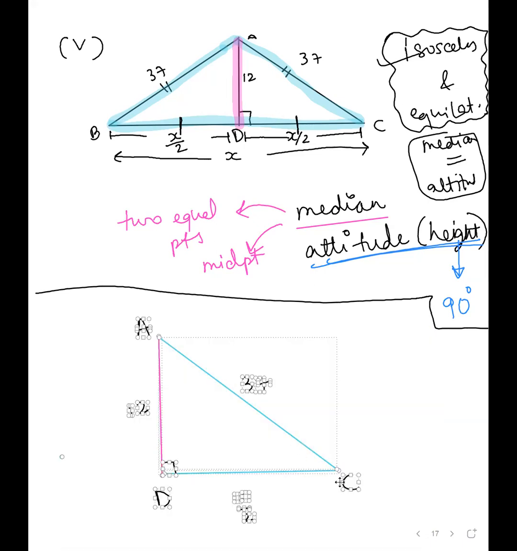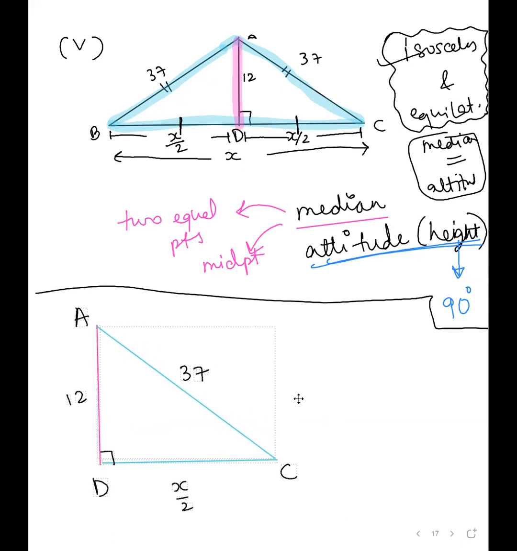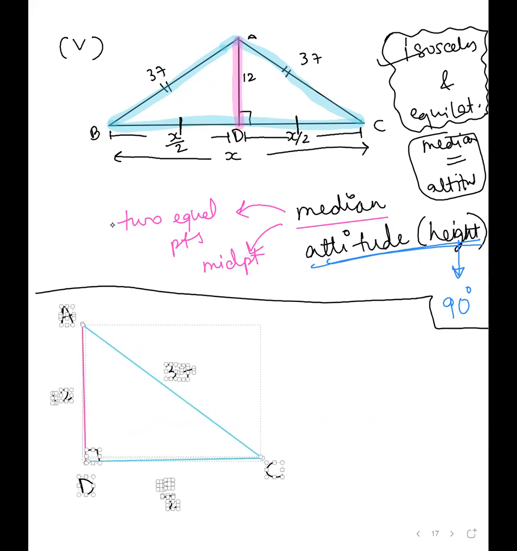Now, let's apply the Pythagoras theorem here. क्या हो जाएगा? It will be 12 square plus (x by 2) whole square gives 37 square. Okay.